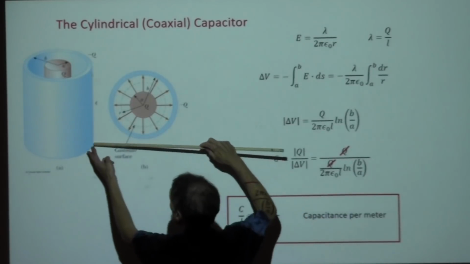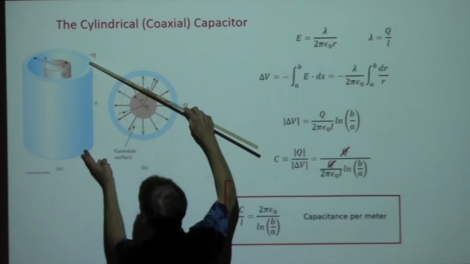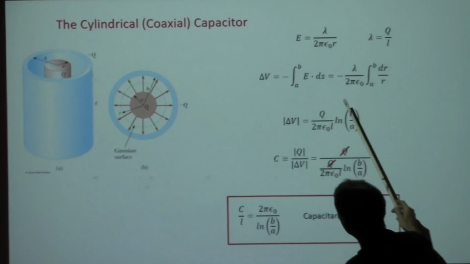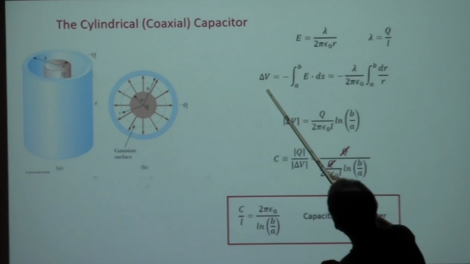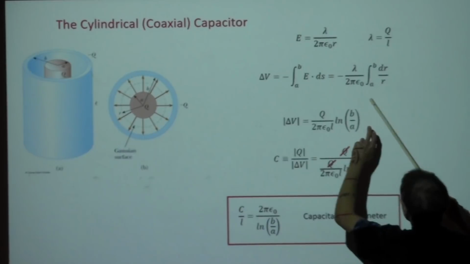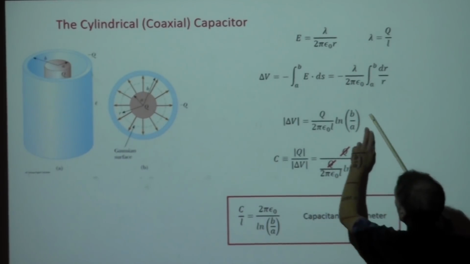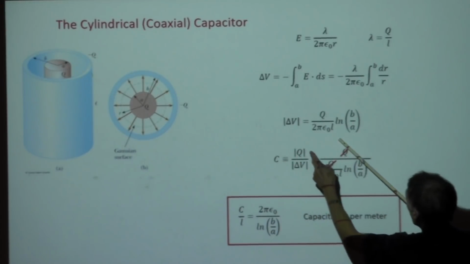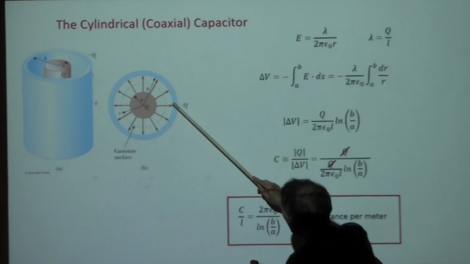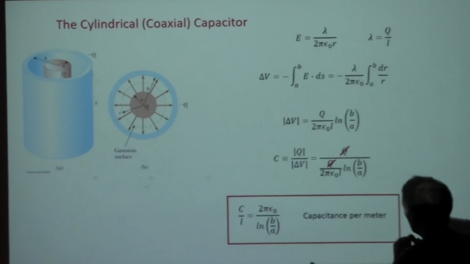So we're going to take a certain length of this coaxial cable, some length L, and we want to get the capacitance of that. First, we'll get the delta V. The delta V is going to be the integral of E dot ds, and with this E, we can integrate that and come up with the delta V between the inner surface and the outer surface, between A and B.